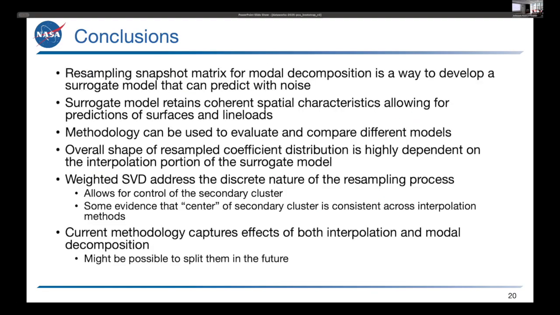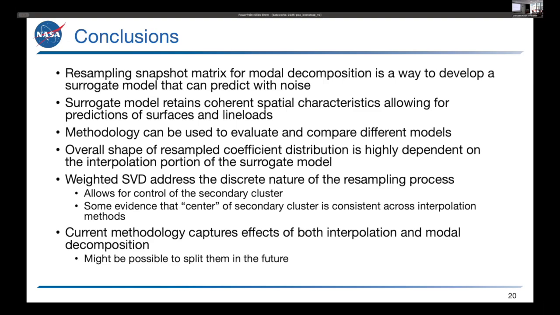So just some quick conclusions. Resampling the snapshot matrix for modal decomposition type surrogate models is a way that we can develop a new model with some sort of noise. We do retain that coherent spatial characteristics, allowing for predictions of surfaces and line loads. So you saw the line loads. Surfaces are a little harder to plot, but it is there in the background. We can use it to evaluate and compare different models, so we can do it as a kind of model shopping sort of way.